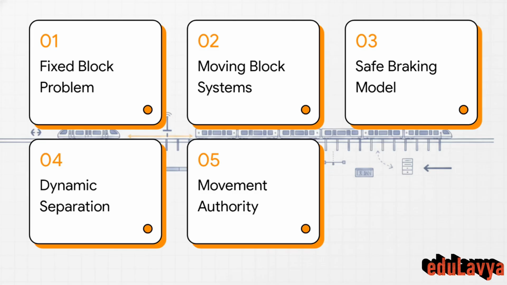Here's our syllabus for today's explainer. First, the fixed block problem. Second, moving block systems. Third, the safe braking model. Fourth, dynamic separation. And finally, number 5, limit of movement authority.